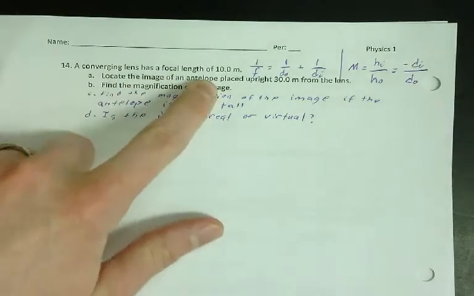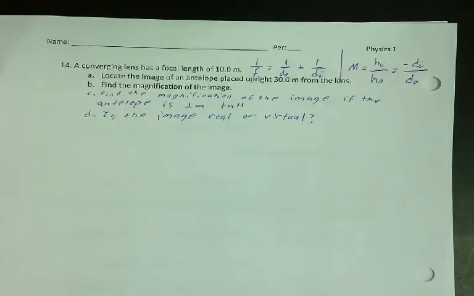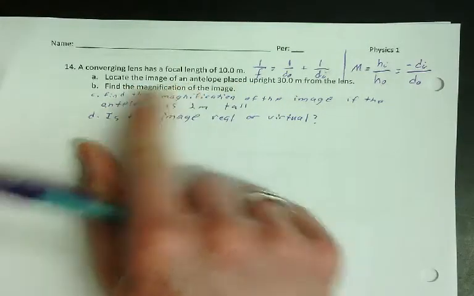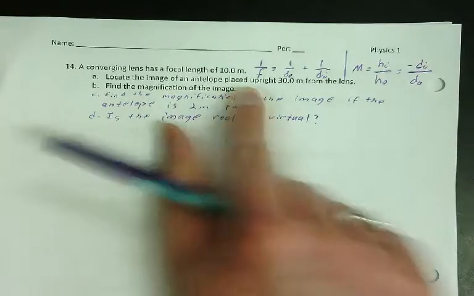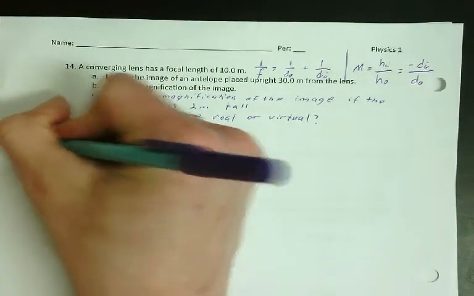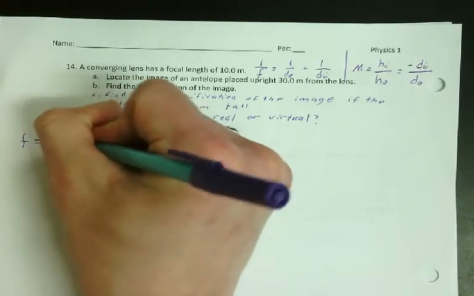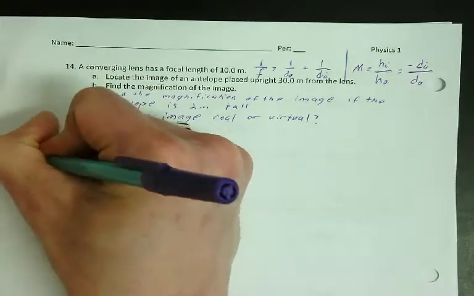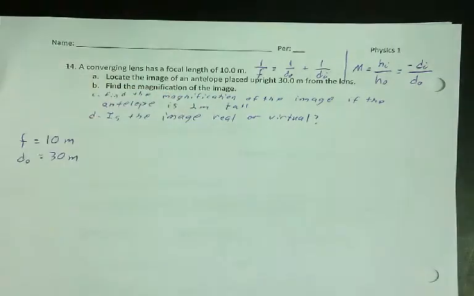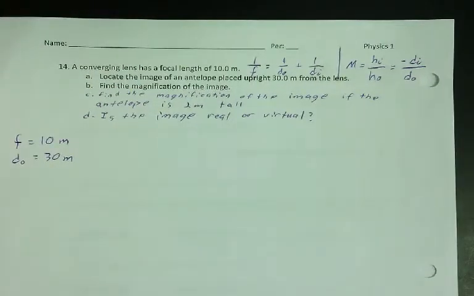Locate the image of an antelope that's placed 30 meters from the lens. So the first thing we need to do is write down all the knowns and unknowns, which it only gives me 2 for starters. It gives me the focal length of 10. It gives me the object 30 meters away. So f for the focal length is 10 meters, and do for the object is 30 meters. And those are the only 2 numbers it gives me.